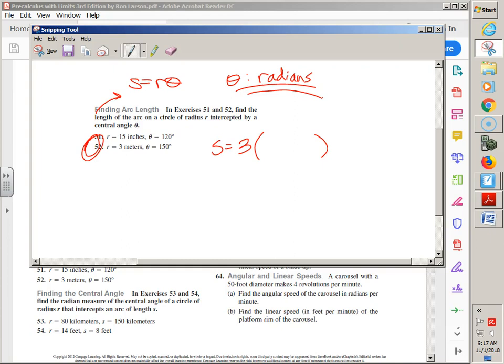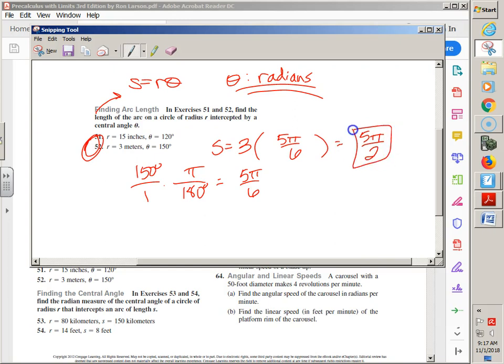And so when you go ahead and convert the 150, I'm pretty sure you're good now, but we would go ahead and build a bridge. Degrees on bottom, radians on top. 15 over 18 ends up being 5 pi over 6. So plug that in.